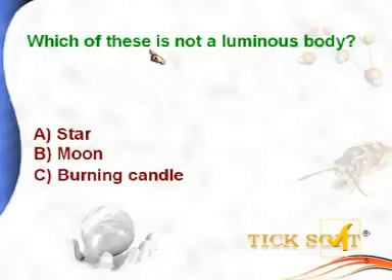Which of these is not a luminous body? The options are option A, star, option B, moon, and option C, burning candle. Not a luminous body means which is a non-luminous body among this? Moon is a non-luminous one. Moon is not a luminous body. That is, moon doesn't have its own light. It gets the light from the sun. But as far as the star and the burning candle are concerned, they are luminous bodies. That means they make their own light.